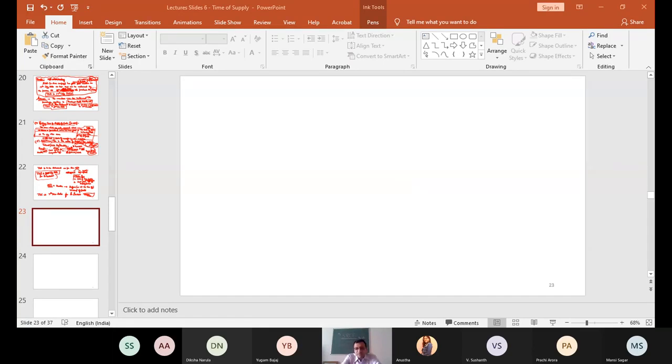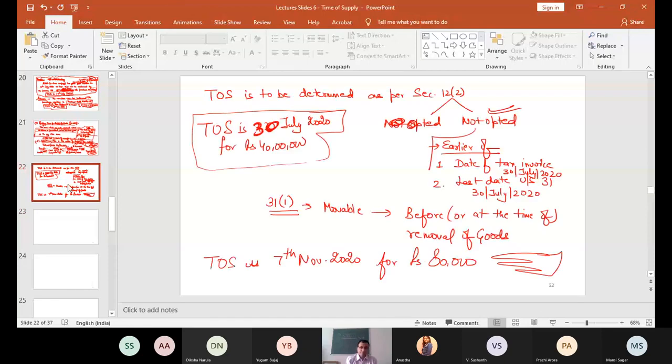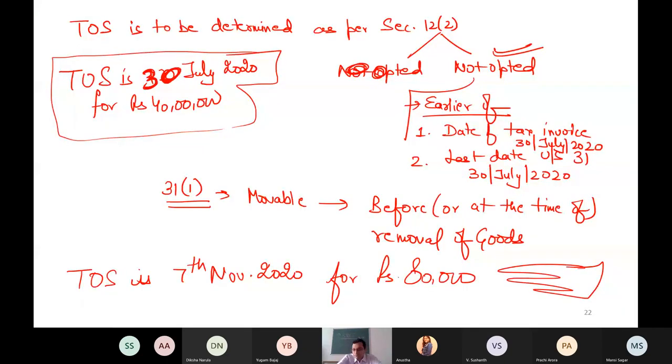And that's all. In the next class, we will wind up time of supply as per section 13. So let me show you this slide once again. Is it visible, Sushant? Yes, sir. So when you have noted it down, kindly tell me. So thank you, sir. Okay.